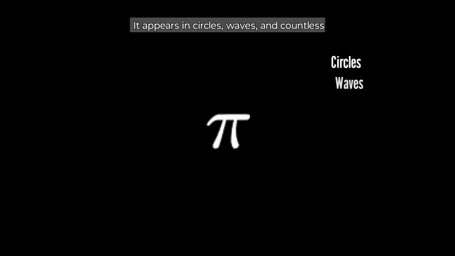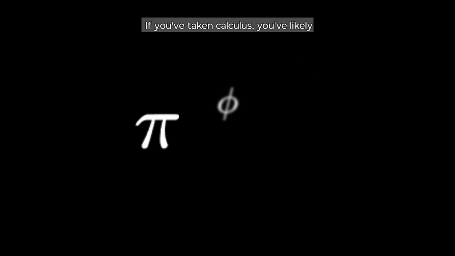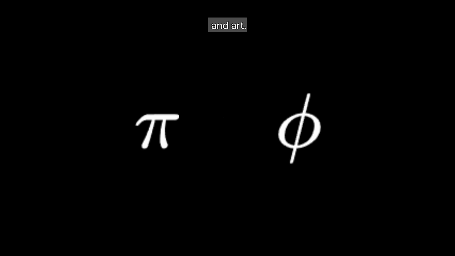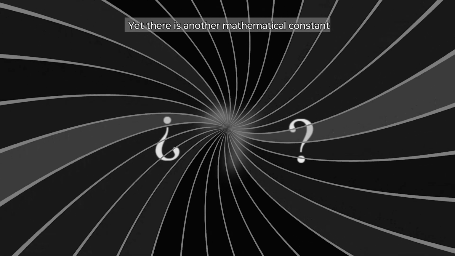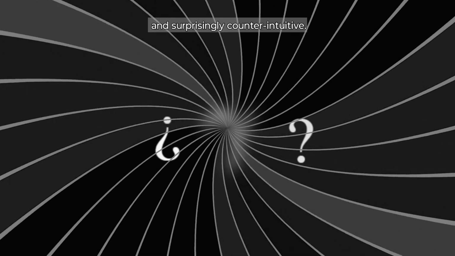If you're a human, you've likely heard of pi. It appears in circles, waves, and countless formulas in science. If you've taken calculus, you've likely encountered phi, the golden ratio, which shows up in geometry and art. Or even e, the base of natural logarithms. Yet, there is another mathematical constant that is far less famous, much more subtle, and surprisingly counterintuitive.